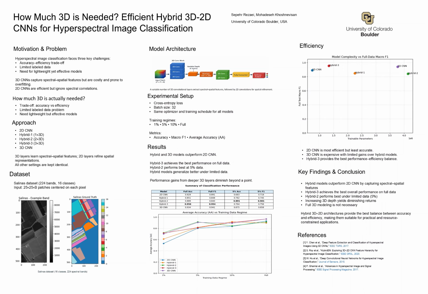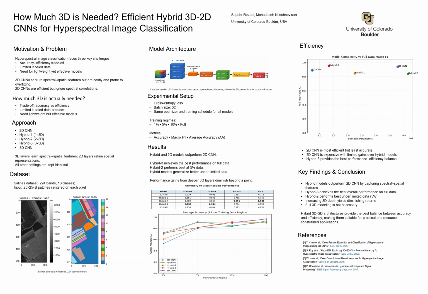All models are trained under identical conditions. We use cross-entropy loss, patch size 32, and the same optimizer and training schedule. We evaluate performance using accuracy, macro F1, and average accuracy. We also test different data regimes, 1%, 5%, 10%, and full data, to study generalization.